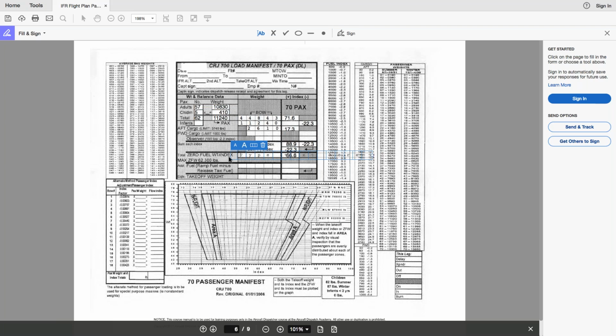Okay, and the total of our zero fuel weight comes to, just add those numbers up, 58,693.